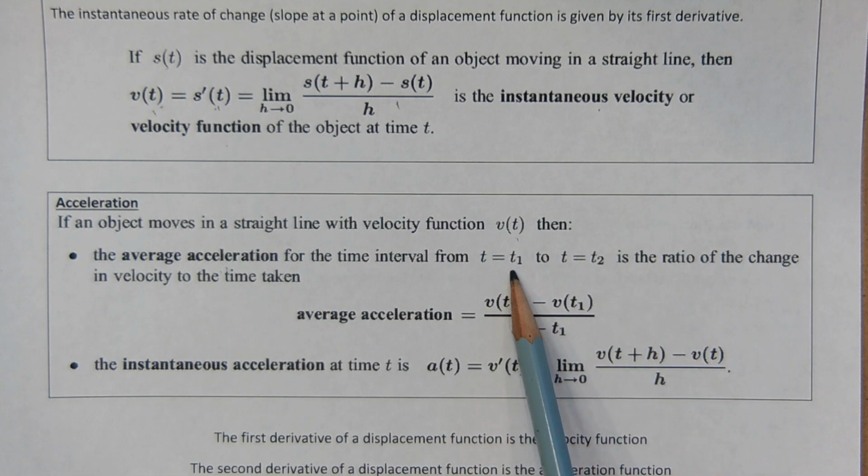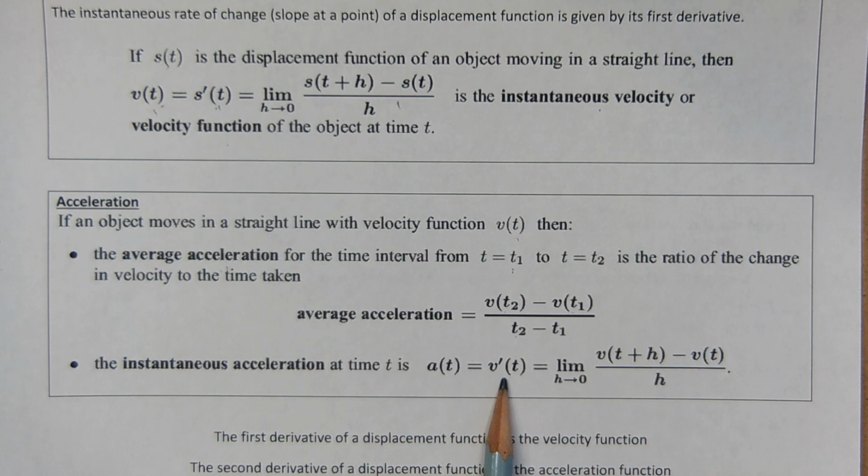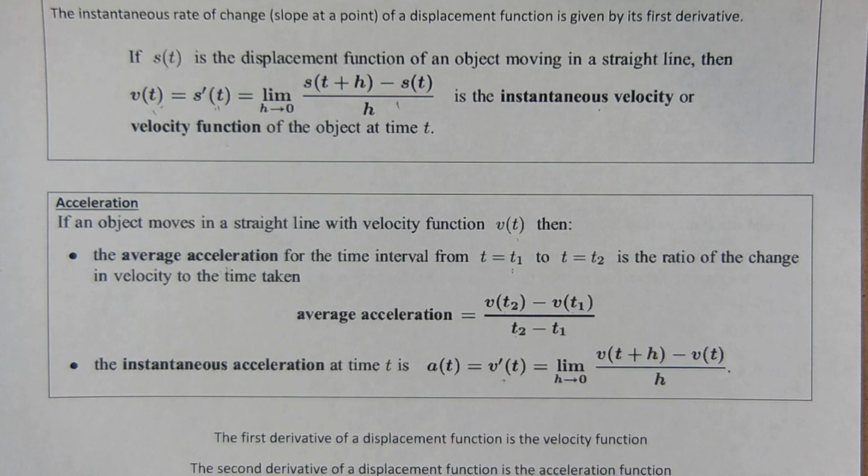From t equals t1 to t equals t2, then it's legitimately just y2 minus y1 over x2 minus x1, again where our x's are t's for time and our y values are velocities at that time. The instantaneous acceleration, meaning the slope at any given point, is the velocity derivative, and that should make sense because it's the rate at which velocity changes, rate of change, derivative.